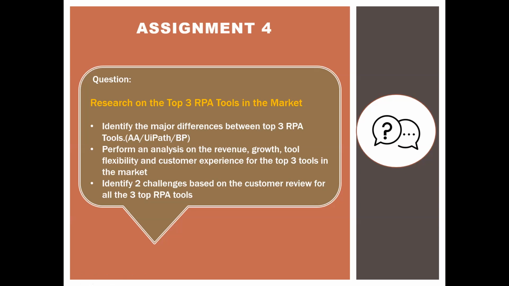Second is perform an analysis of revenue growth, tool flexibility and customer experience. So consider these parameters and see how Automation Anywhere is different from UiPath and how UiPath is different from Blue Prism, kind of an inter-tool market research on what is the revenue of UiPath, how UiPath has grown, how Automation Anywhere and Blue Prism have grown, what is the flexibility, what are the customers saying about all these three platforms. And third is identify two challenges that customers feel are there on UiPath, on Automation Anywhere, and on Blue Prism.